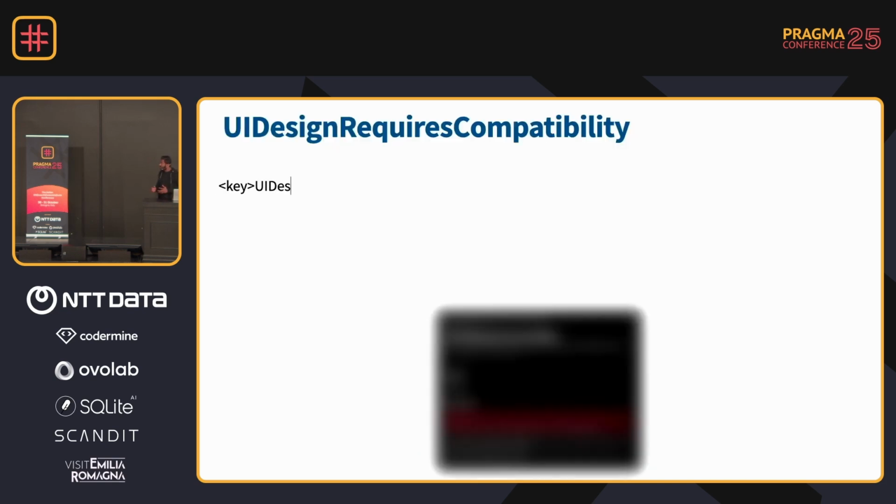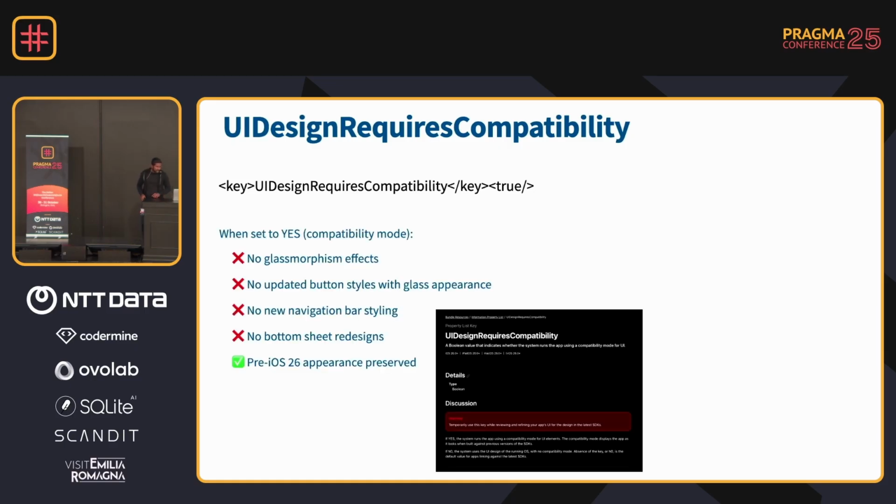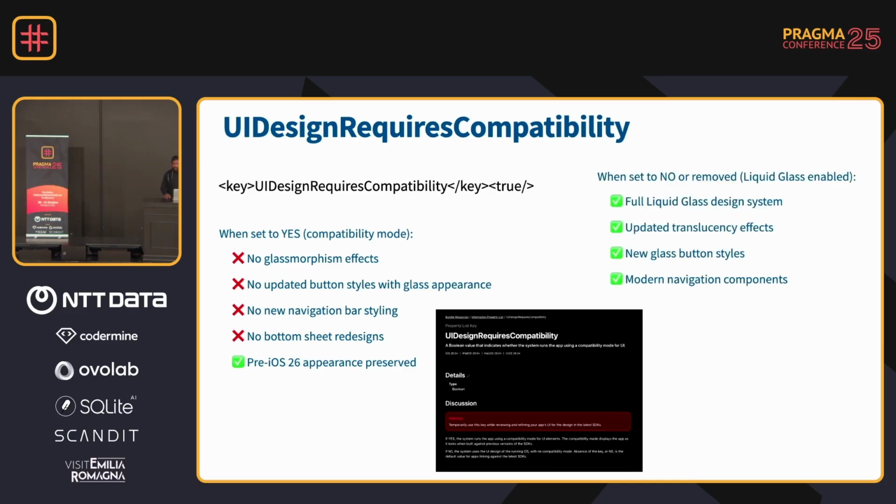If you have issues with that, Apple gave you a temporary key called UIDesignRequiresCompatibility. Once you set this key to true, it won't convert your existing applications to the iOS 26 design. That's really important, because if you have multiple custom components in your applications, make sure to use this key to stop converting automatically and do it one by one, manually.